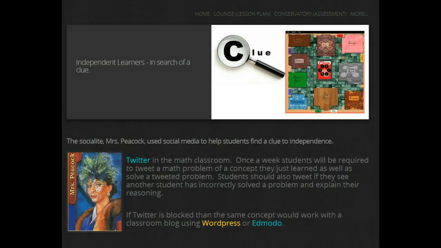In the library, the socialite, Mrs. Peacock, used social media to help students find a clue to independence. Twitter in the math classroom. Once a week, students will be required to tweet a math problem of a concept they just learned, as well as solve a tweeted problem. Students should also tweet if they see another student has incorrectly solved a problem and explain their reasoning. If for some reason Twitter is blocked, then the same concept would work with a classroom blog using WordPress or Edmodo.